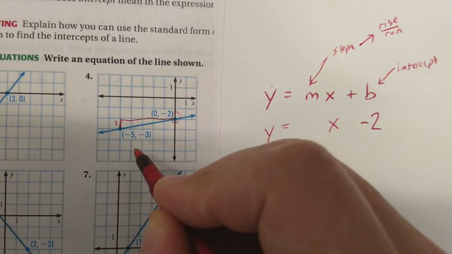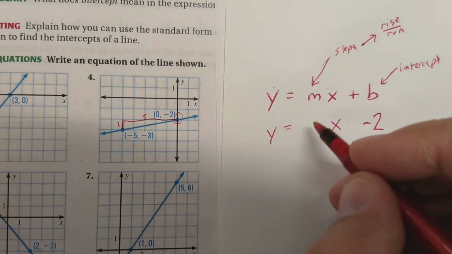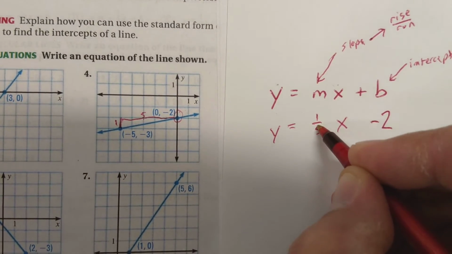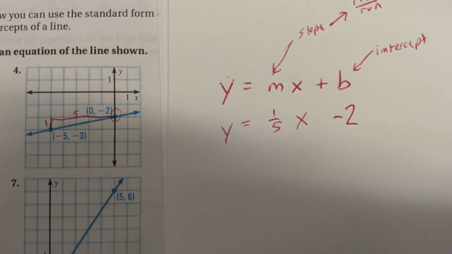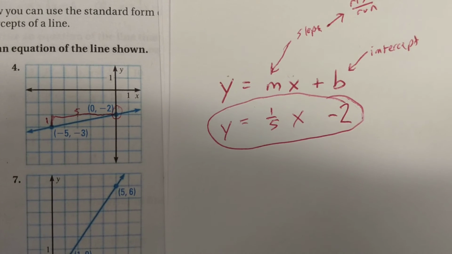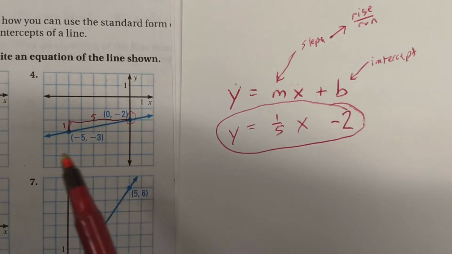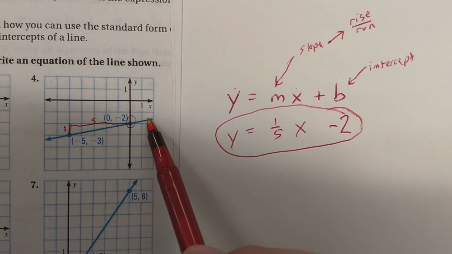Well, I have a rise of 1, and I've got a run of 5. So my slope in this case is 1/5. I now have a full equation for this line: y = (1/5)x - 2. And what that allows me to do is to find any point on this line.